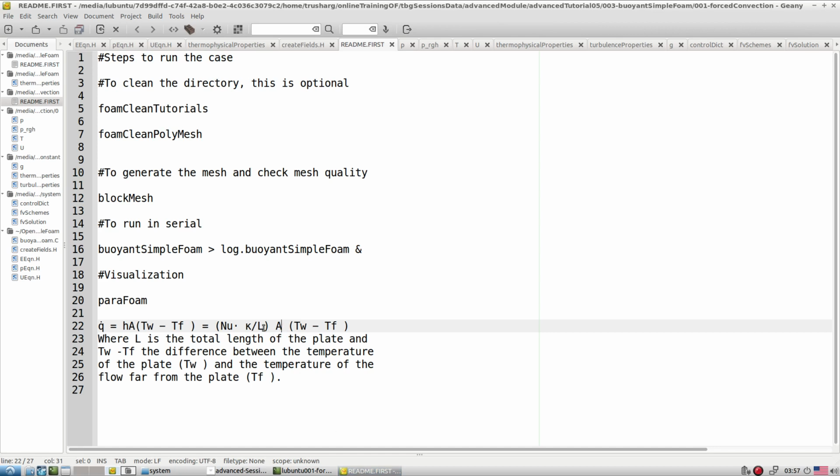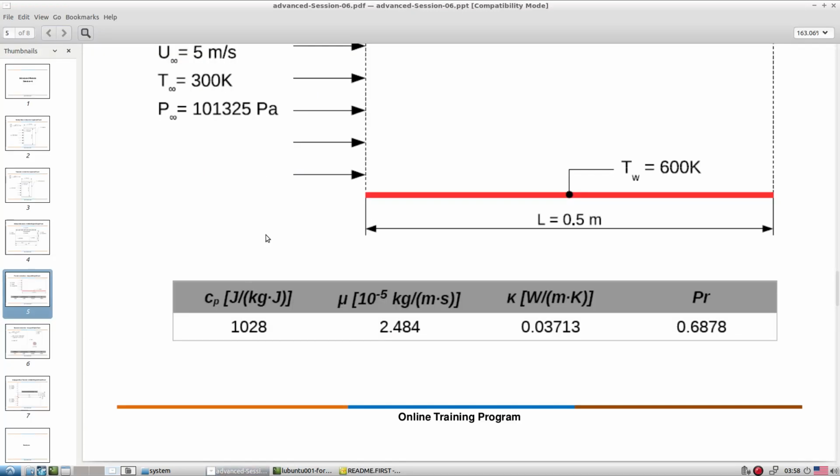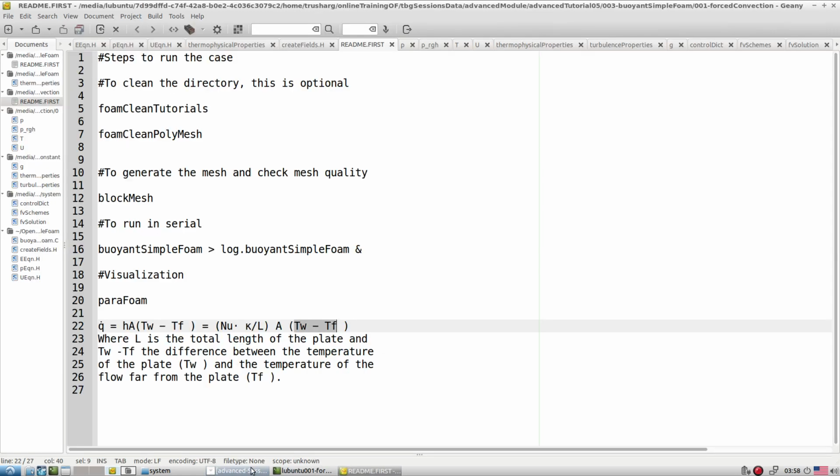Okay, and L is 0.5, and then the difference between the wall temperature and the fluid free stream temperature, we know what the difference is. We have 300 and 600, so we have a 300 degree Kelvin difference. If you use this formula, you come to know what the Nu is supposed to be. Okay, so very quickly one can quantify this Nusselt number for forced convection.